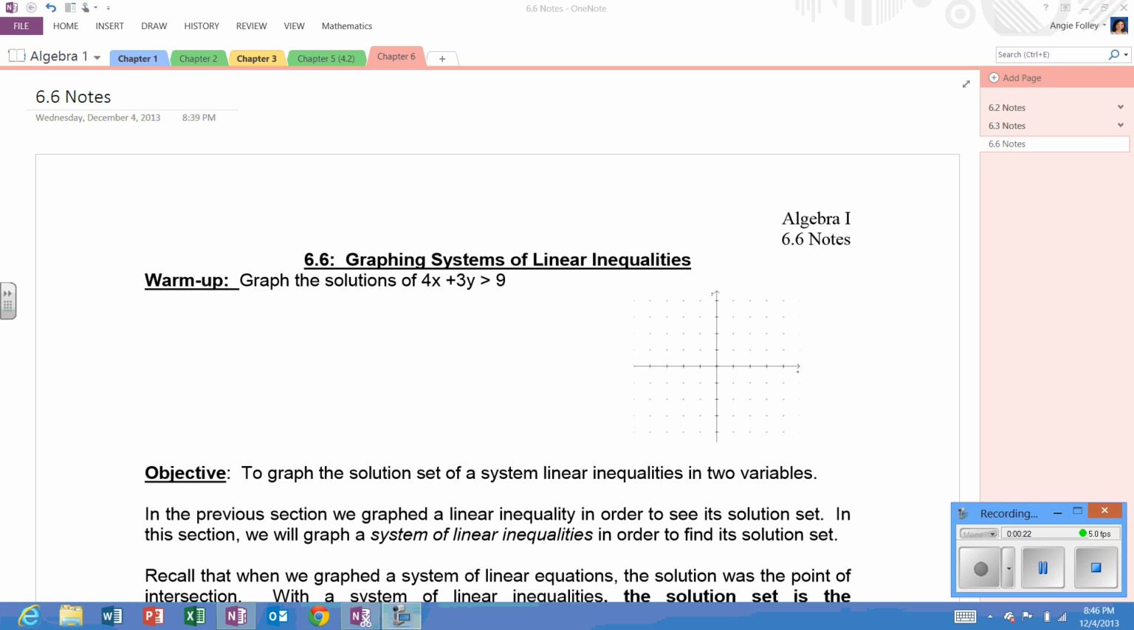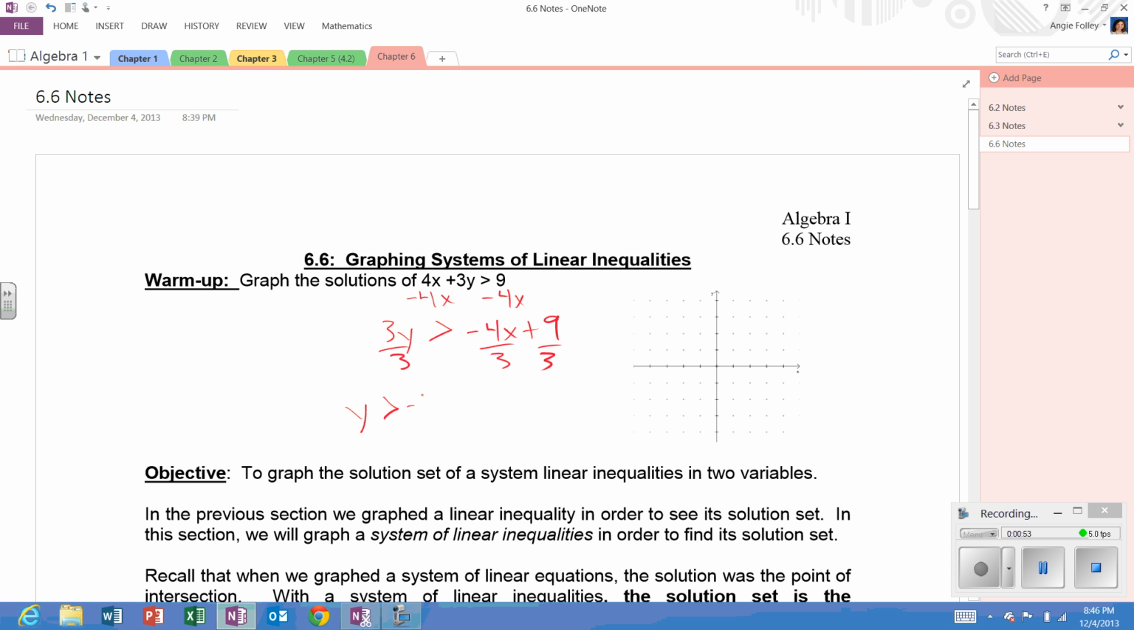So our objective, so let's do our warm-up first. Graph the solution. 4x plus 3y is greater than 9. So this is what we did in the last lesson. You want to get the inequality so that y is by itself. So we're going to move the 4x over. So we get 3y is greater than negative 4x plus 9. Then we're going to divide everything by 3. So we get y is greater than negative 4/3 x plus 3, since 3 goes into 9 3 times.